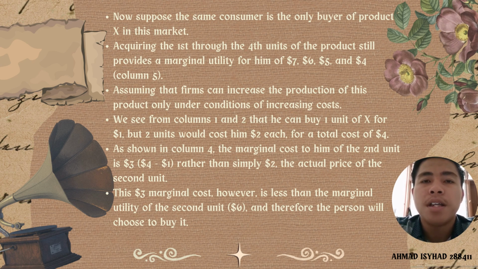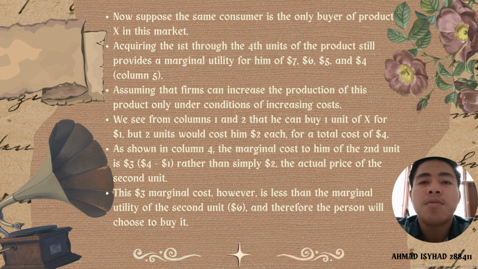Now suppose the same consumer is the only buyer of product X in this market. Acquiring the first through the fourth units of the product still provides a marginal utility for him of $7, $6, $5, and $4. Assume that production of this product can be increased only under conditions of increasing cost. We see from column 1 and column 2 in the table that he can buy 1 unit of X for $1, but 2 units will cost him $2 each, for a total cost of $4. As shown in column 4, the marginal cost to him of the second unit is $3 rather than simply $2. The actual price is paid for the second unit. This $3 marginal cost, however, is less than the marginal utility of the second unit, which is $6, and therefore the person will choose to buy it.